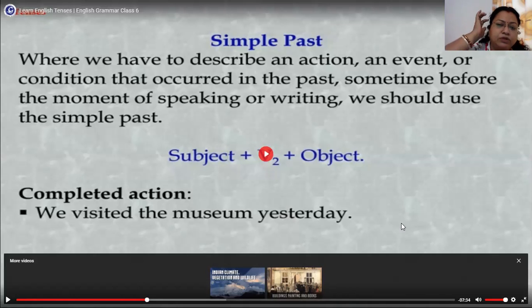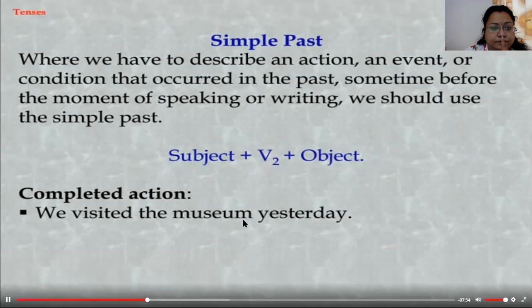We visited the museum yesterday. That is the simple past tense. We visited the museum yesterday. There is no confusion in between. It is just that we said yesterday, that means it's the past tense. Clear? So simple: subject plus V2 plus object. That means it is the simple past tense. Now what you have to do is write the name of the tense, write the formula and the example so that you remember everything in a proper sequence.